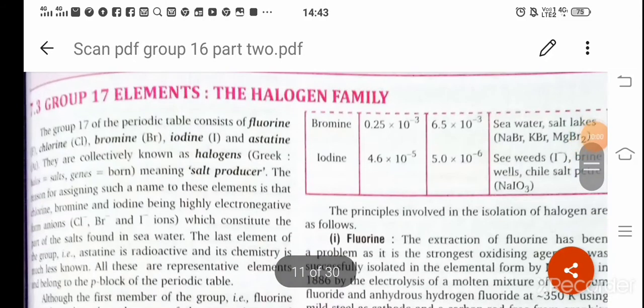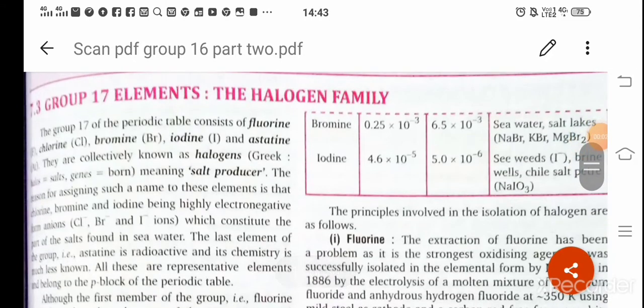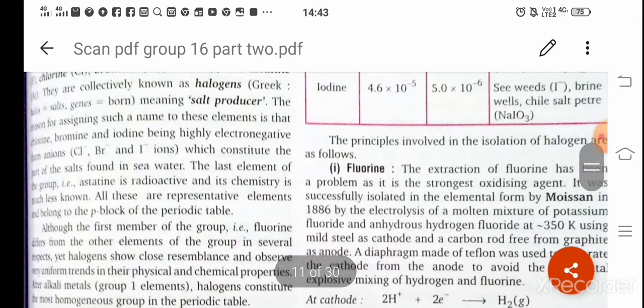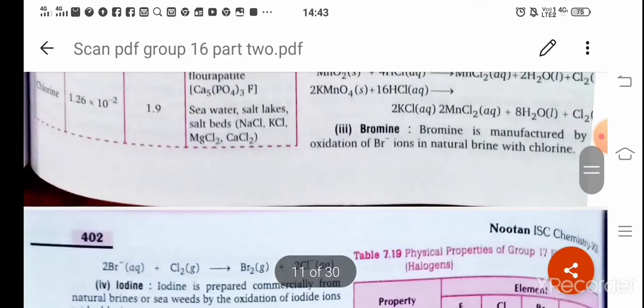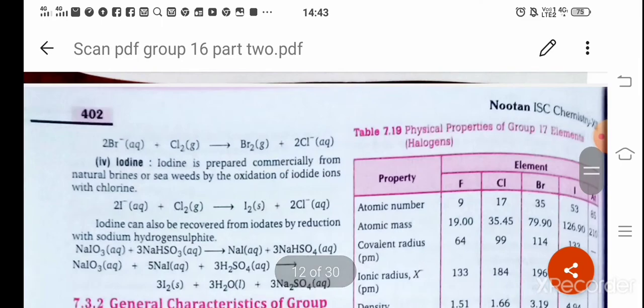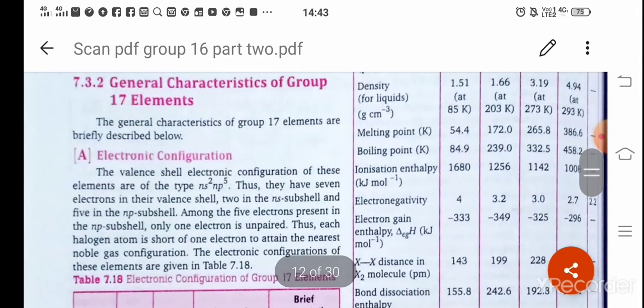Group 17 elements, the halogen family. They are known as halogens because they are derived from salts. The general configuration of halogens is ns2 np5. The general configuration of group 17 is ns2 np5.